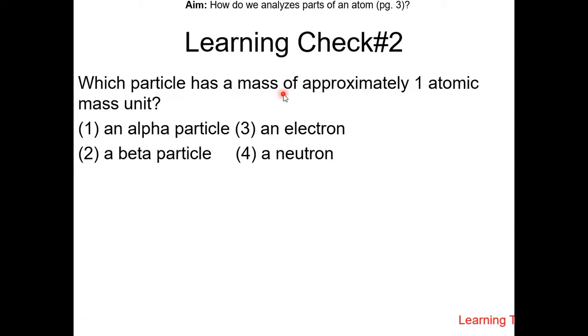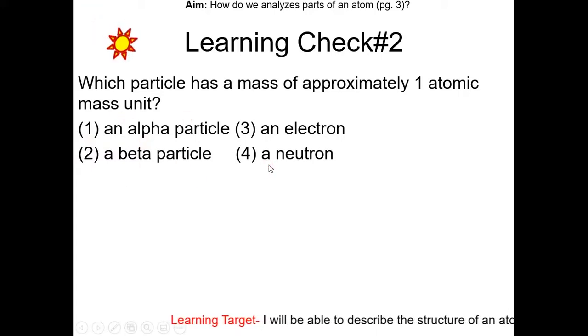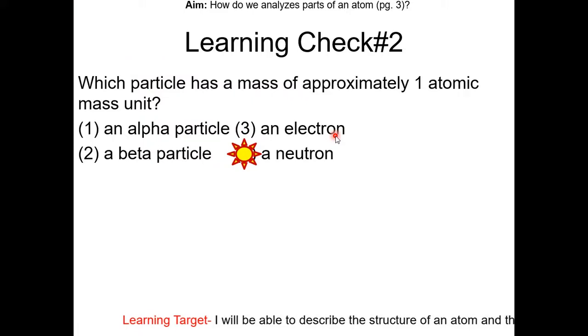Which particle has a mass of approximately 1 atomic mass unit? Pause the video and resume once you have the answer. So we haven't discussed 1 and 2 yet, so they're obviously wrong. So the best answer is 4. An electron weighs 0, or about 0, so that's wrong.